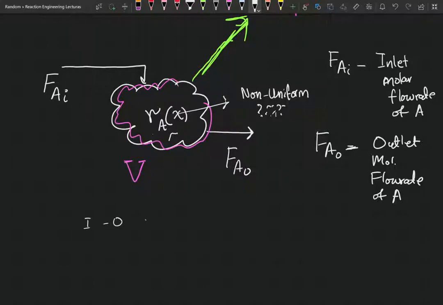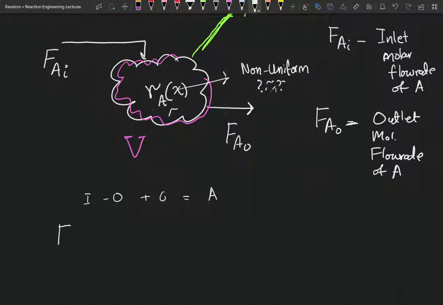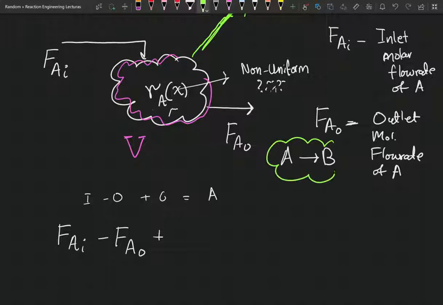In minus out plus gen equals accumulation. Just to have my symbols ready, FAI goes in, FAO goes out. Reaction is a negative. Let me write the reaction for you: A goes to B. That's my reaction. And since A is a reactant, there's going to be a negative sign here. Remember, negative sign for reactants, plus for products.